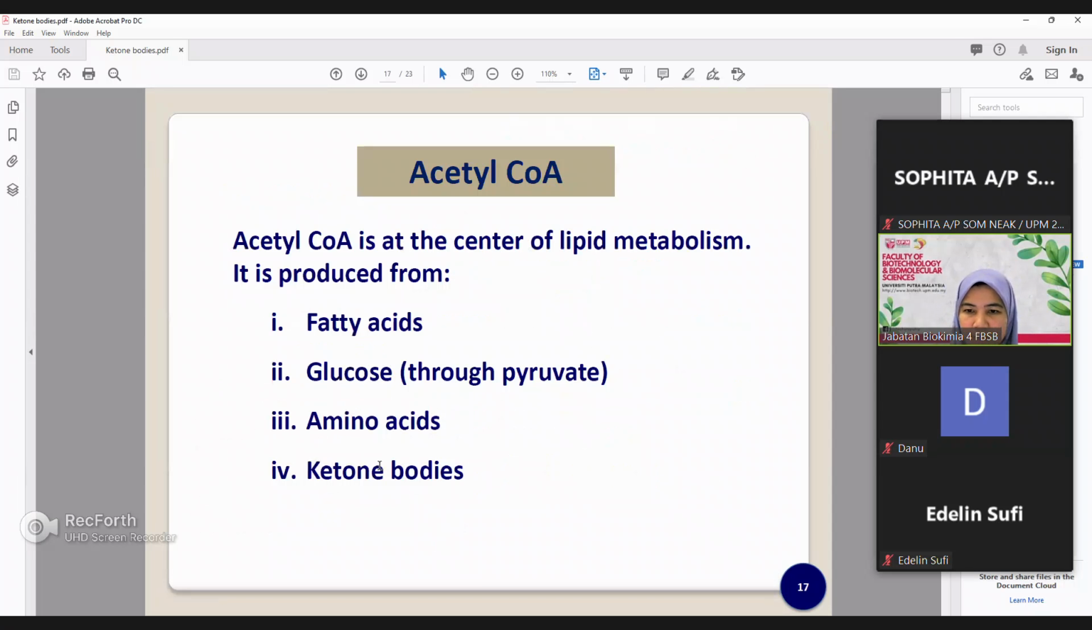All right, so we have discussed this, a little bit on acetyl-CoA. We have finished ketone bodies. Any questions? No.